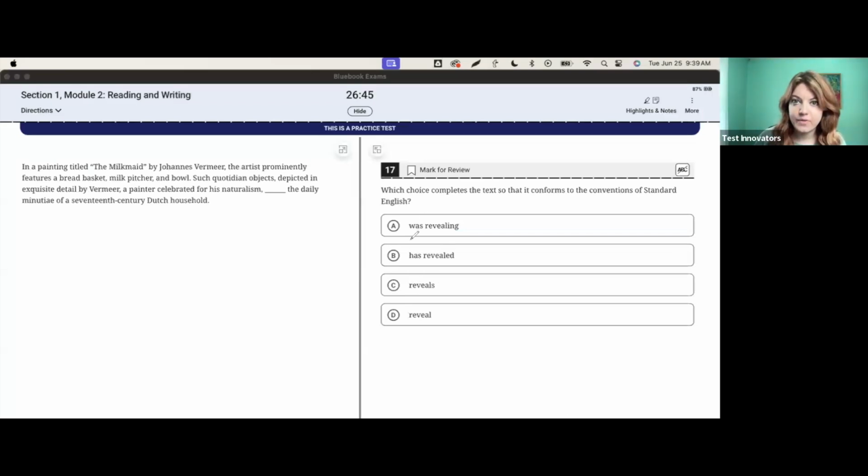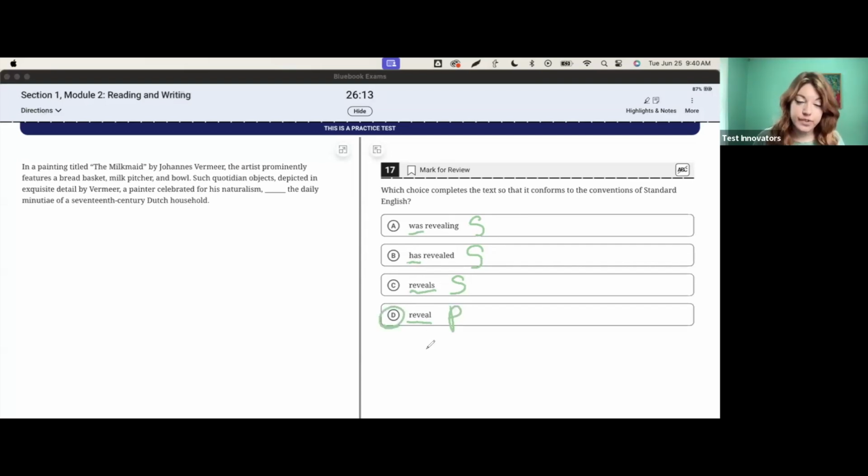Choice A we have was revealing. This is singular. It'd be were revealing if it were plural. Has revealed. This is also singular. It would be have revealed if it were plural. Reveals. This is third person singular present tense. Mark that here, which leaves us with choice D, reveal. That is third person plural present tense. So this is the only plural option. This has got to be the correct answer.